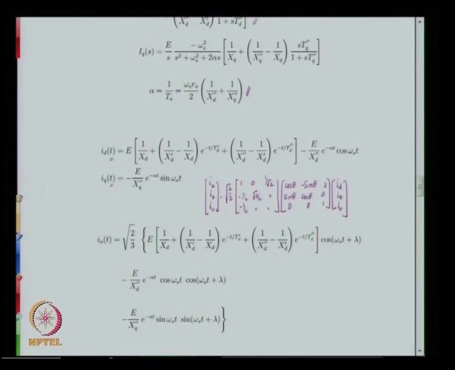Now the I0 term again is 0 under this condition, and therefore if we look at the expression for Ia of t, Ia is nothing but root of 2 by 3 into id cos theta, which is cos omega t, and iq sin theta, which is sin omega t.